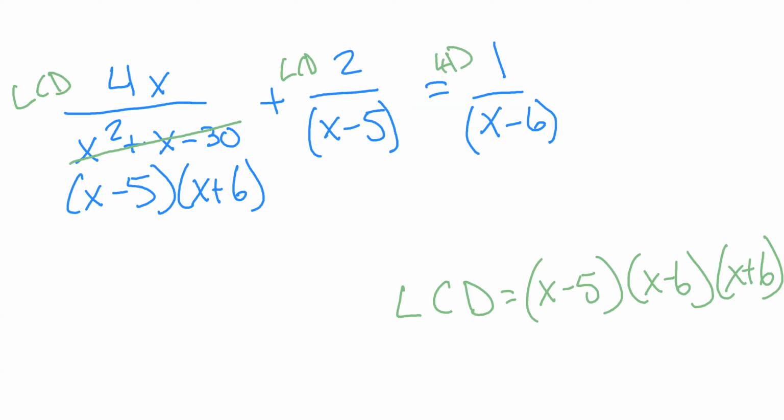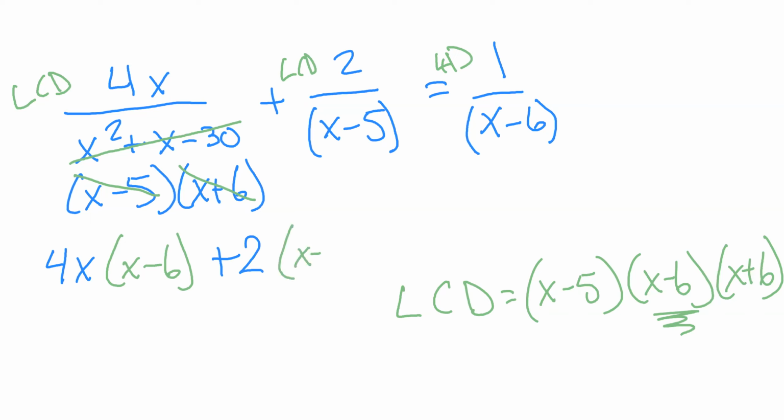Notice that when we multiply our first fraction by the LCD, the x minus 5 and the x plus 6 get canceled out, but we're still going to have an x minus 6. So our first term is going to be 4x times x minus 6. Everything else got canceled out. Our second term, we've got an x minus 5 in the bottom. So when we multiply by the LCD, the x minus 5 will cancel out, but we're still going to have both of these linear factors. So our second term is going to be 2 times x minus 6 times x plus 6.